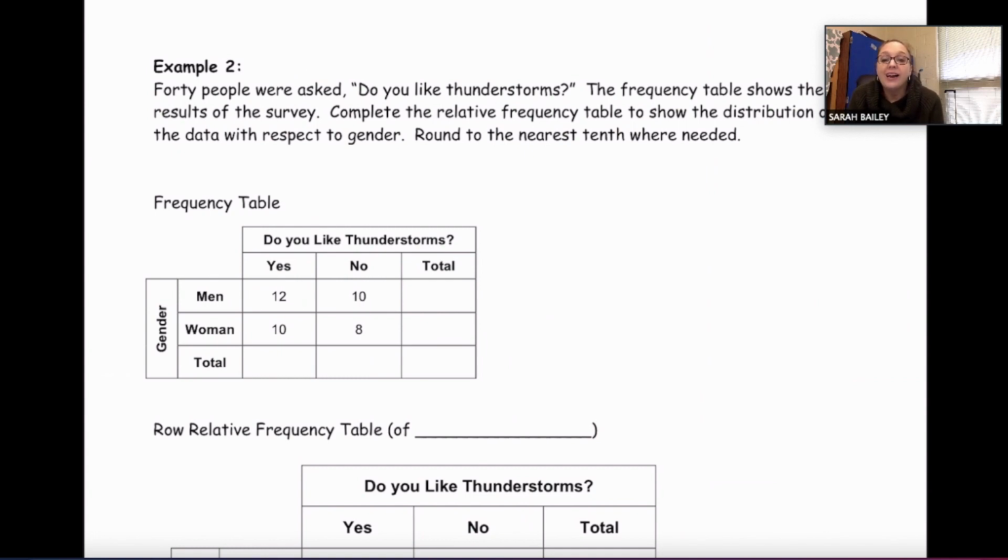40 people were asked, do you like thunderstorms? The frequency table shows the results of the survey. Complete the relative frequency table to show the distribution of the data with respect to gender. Round to the nearest tenth where needed. So when I round to the nearest tenth, that means one number behind my decimal.